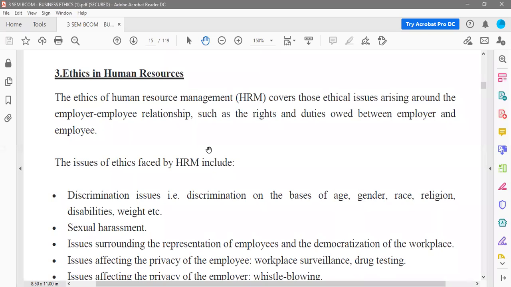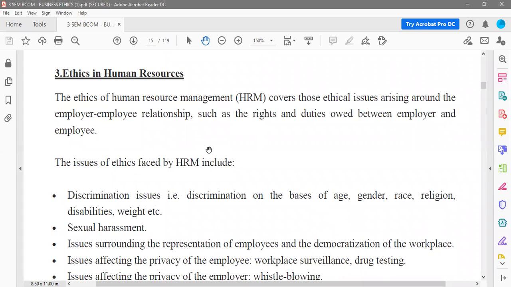So always they will have an employee employer relationship, and this employee employer relationship will have a lot of ethical issues, because everybody will have their own perception, their own understanding of the concept, which can have a lot of controversial issues. So they'll have to sit down and discuss face to face and resolve the maximum part of the issues. Okay, now let us see a few of the issues that are commonly there in HRM.